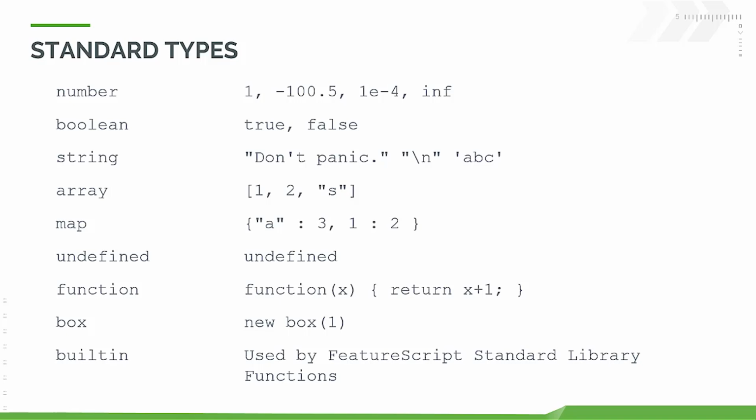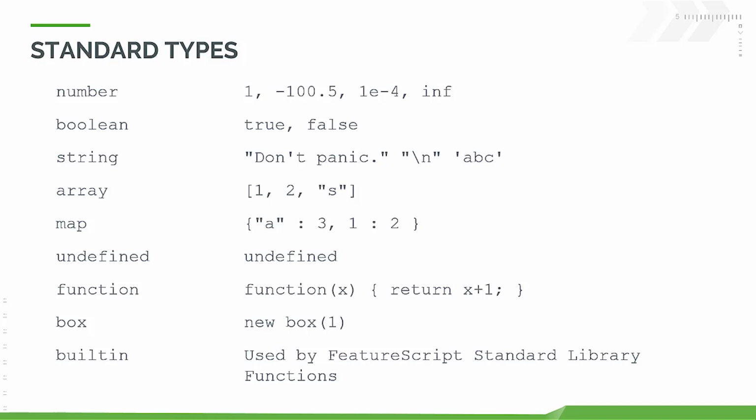Undefined is a special value and type that arises in situations like an uninitialized variable or the result of looking up a map key that doesn't exist. Finally, a few more specialized types are the function, box, and built-in. The function type allows you to pass an anonymous function as a value.